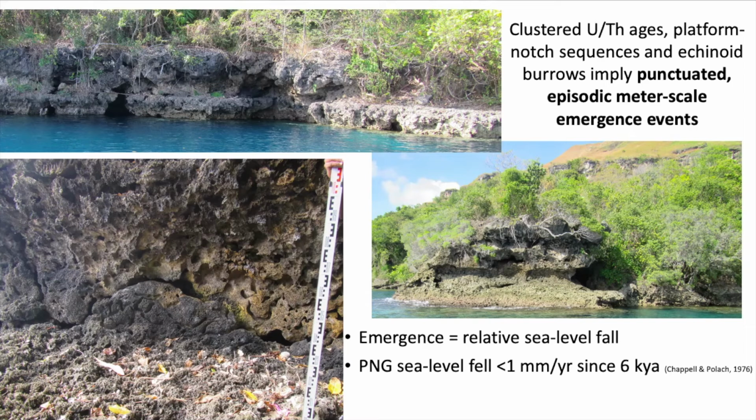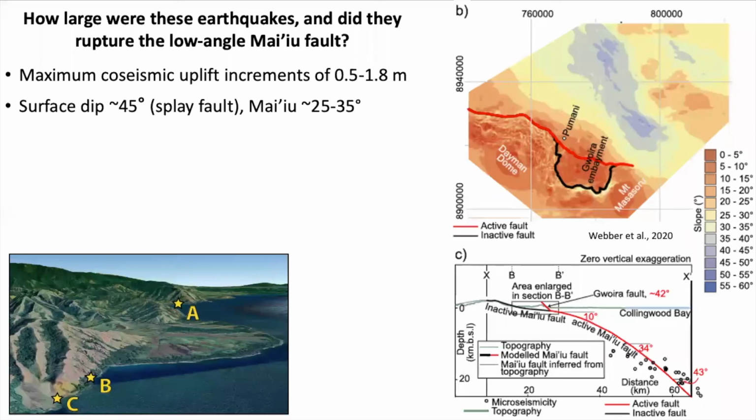And so because we don't see any abrupt sea level fall, we interpret this emergence as episodic tectonic uplift events, which we interpret as earthquakes. So these platforms we interpret as evidence of earthquakes, but how large were the earthquakes, and did they rupture the underlying low angle normal fault, the Mayu fault?